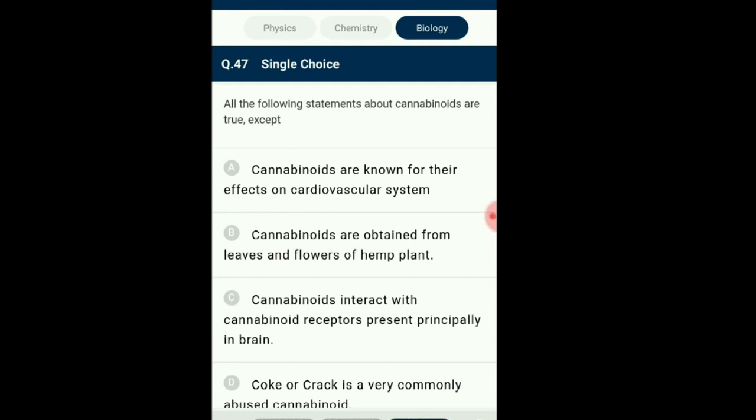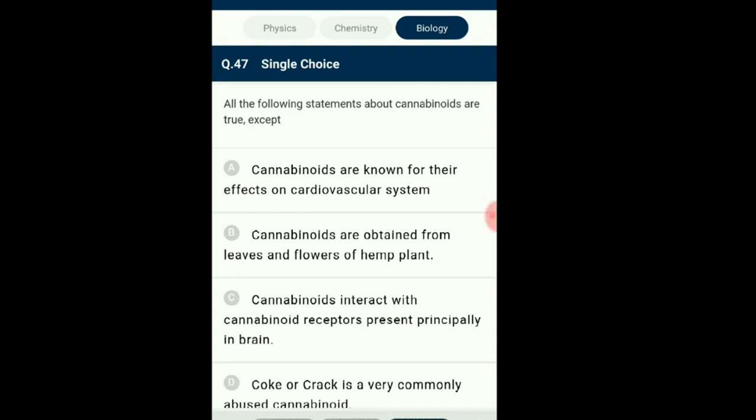Question number 47. All the following statements about cannabinoids are true except... The most commonly abused drugs are opioids, cannabinoids and coca alkaloids. These substances have an addictive nature and are dependence forming. Cannabinoids are the group of chemicals interacting with cannabinoid receptors in the brain. They are obtained from the plant Cannabis sativa, also known as the hemp plant. Most intake is either oral or by inhalation, and they have effects on the cardiovascular system of the body.